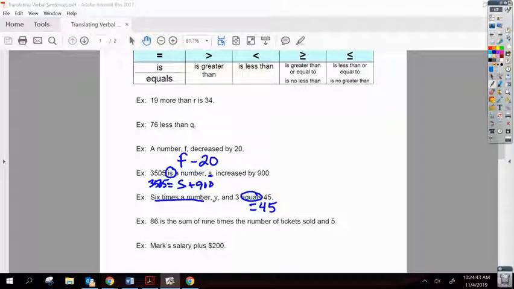6 times a number, which they're calling y, and 3 equals 45. There's that word is again. 86 is the sum, and sum means addition. So the sum of 9 times the number of tickets and 5. So we're adding 5 plus 9 times the number of tickets. This and this are being added.